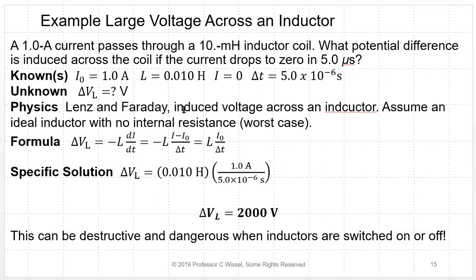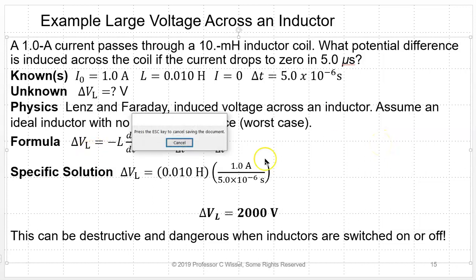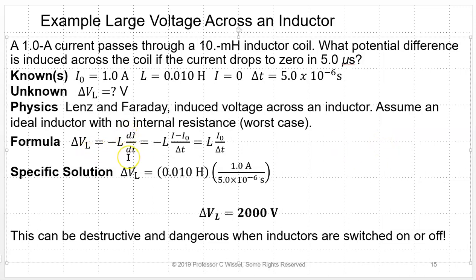So we need Lenz and Faraday, induced voltage across an inductor. Assume an ideal inductor with no internal resistance, which is the worst case. So delta VL is going to be minus L di/dt, and that will equal minus L times (I minus I naught) over delta T, or L times I naught over delta T since it drops to 0. So we put this in here, delta VL is 0.010 Henry times 1 amp divided by 5 times 10 to the minus 6 seconds. That is 2,000 volts.